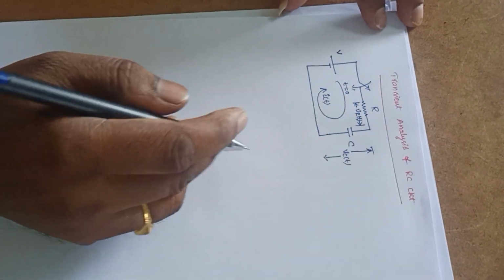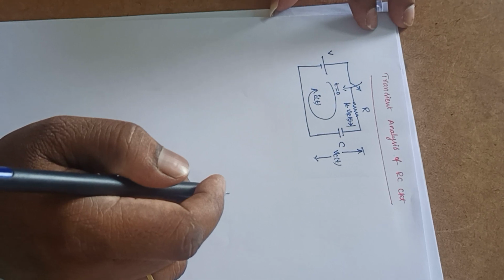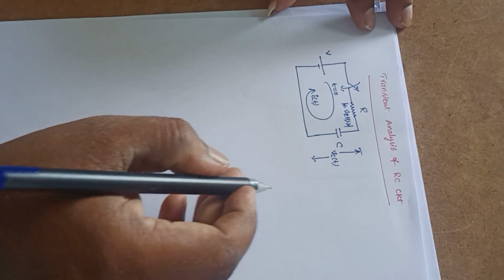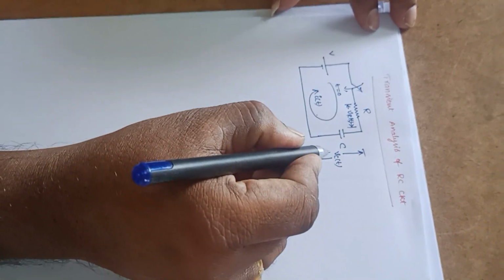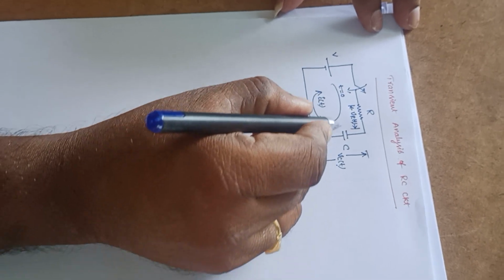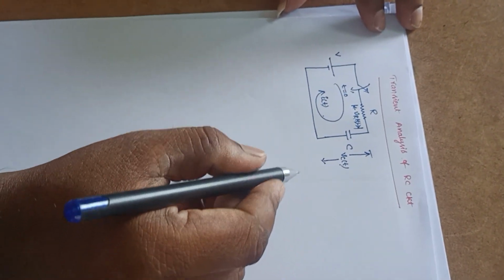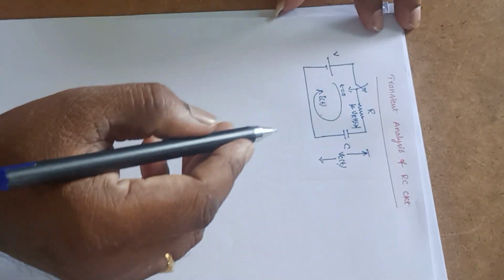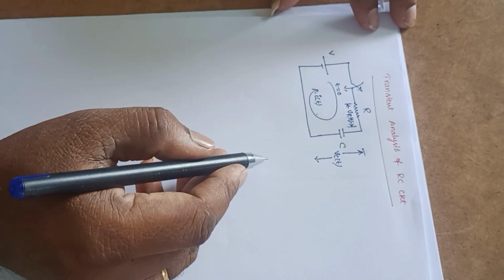Now in this transient analysis of the RC circuit, I am going to find the values of i of t, Vc of t, and Vr of t. i of t is the current flowing through this capacitance. We can also call it Ic of t.